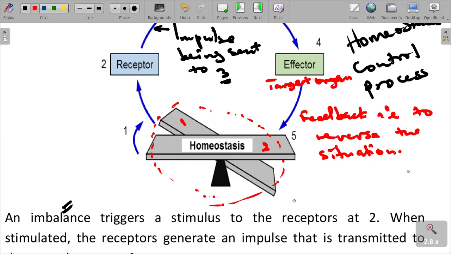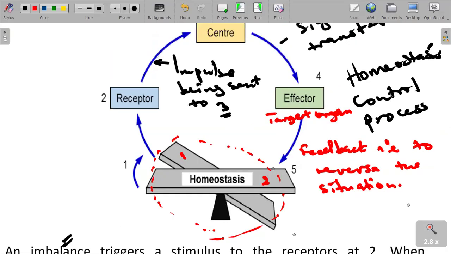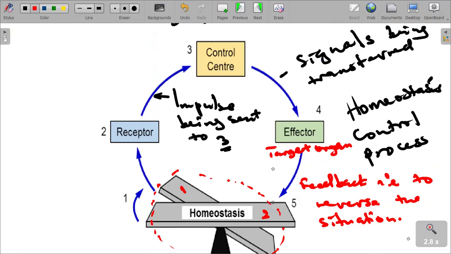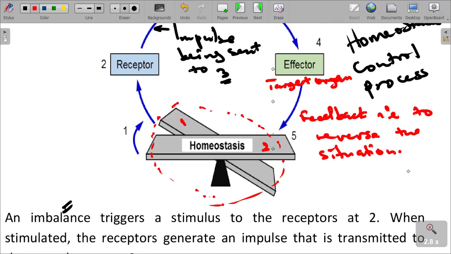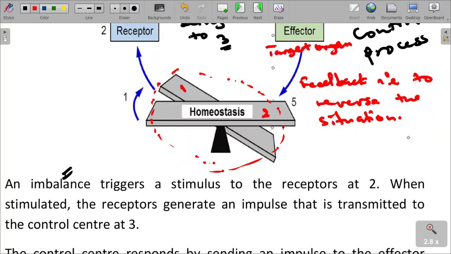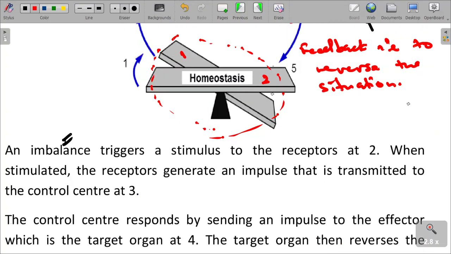an impulse is being sent to the control center, and then the control center sends another signal to the effectors, that is the target organ. And in that case we have a feedback being sent. What is it about? Reverse the situation, bring the situation back to normal. So here we have the restoring of balance taking place.